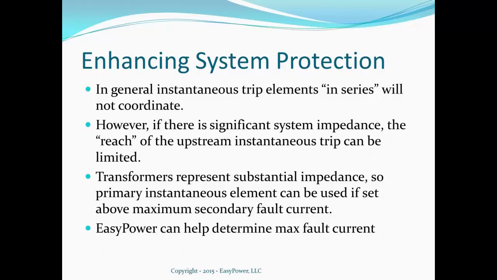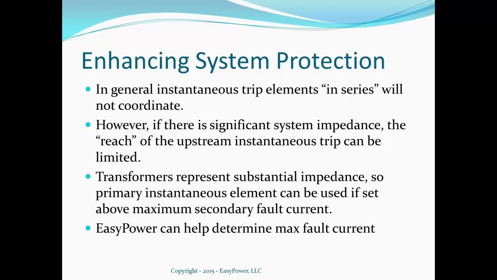In general, the way that we coordinate inverse time overcurrent elements in a system is to make the upstream device slower than the downstream device. So when you put a lot of these in series, the upstream device gets very slow, regardless of where the fault is. Now, if we had instantaneous trips, that would be much faster and would give us much better protection. But in general, when I have two instantaneous trips in series, there's a high risk that those are not going to coordinate.